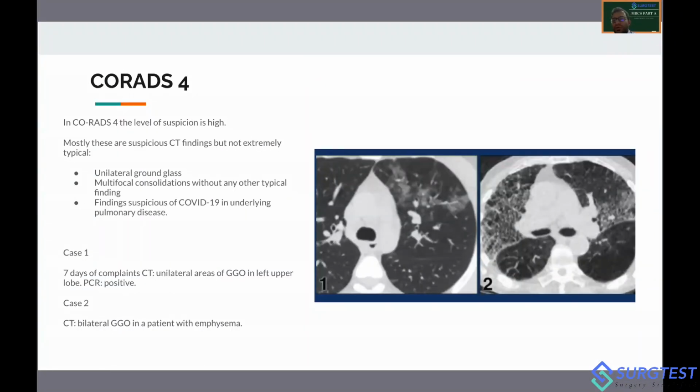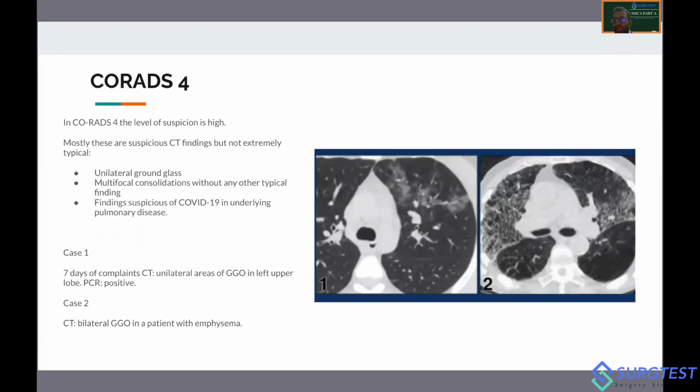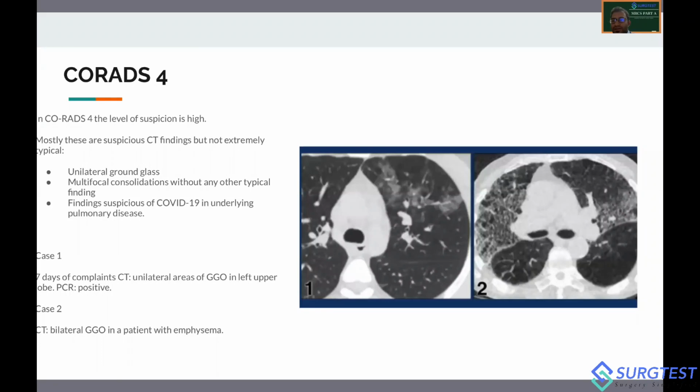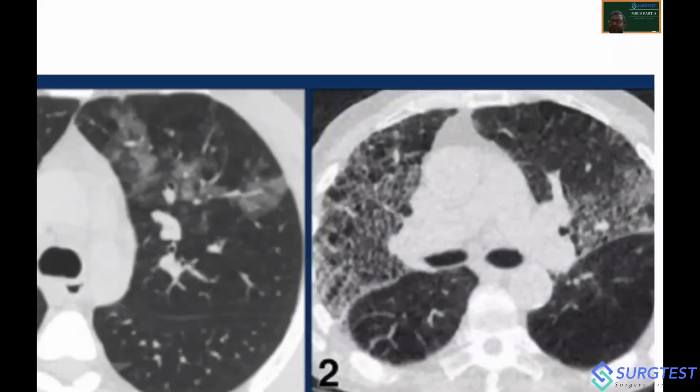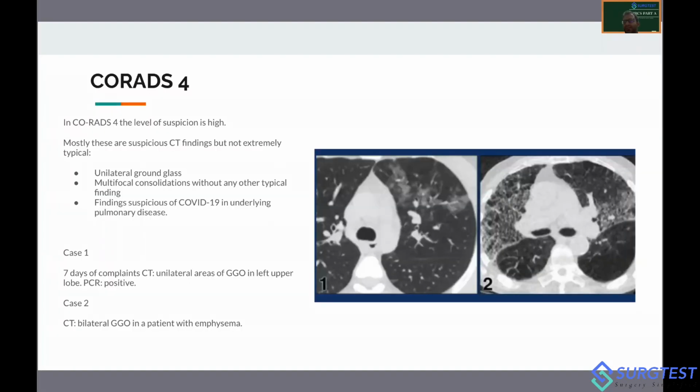So CORADS 4, the level of suspicion is very high. Here, the CT findings are extremely suspicious, but these cases need not be PCR positive. Okay, so these cases need not be COVID positive. If you look, there is a significant amount of ground glass opacities. These are classical ground glass opacities. And in this case, there is a significant amount of emphysema, there is air, and there is ground glass opacity. So this is spread over a much wider area than CORADS 3.